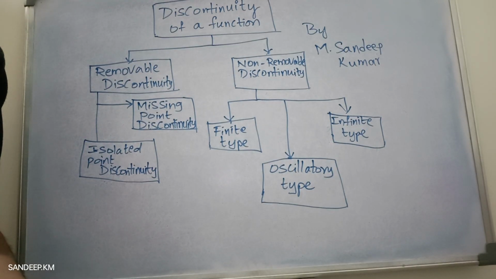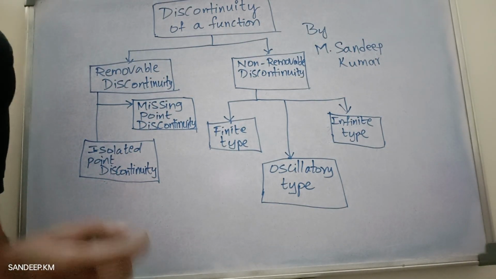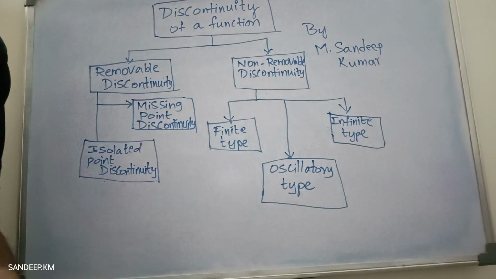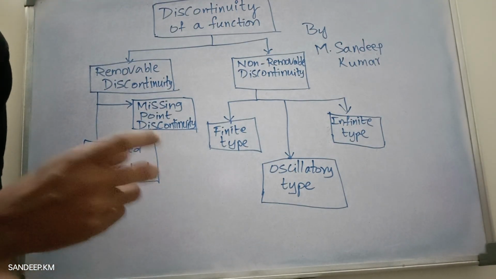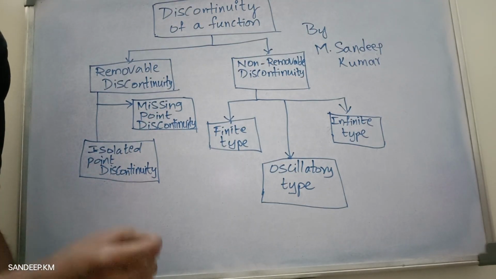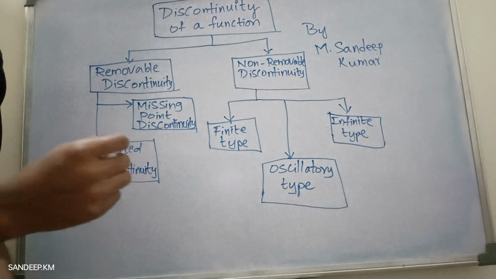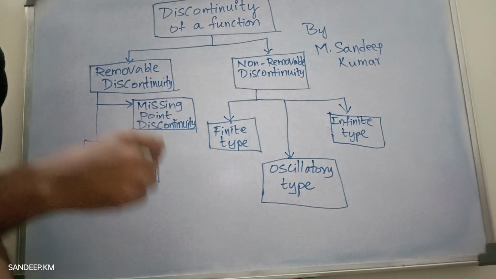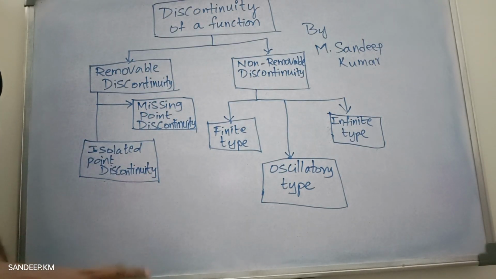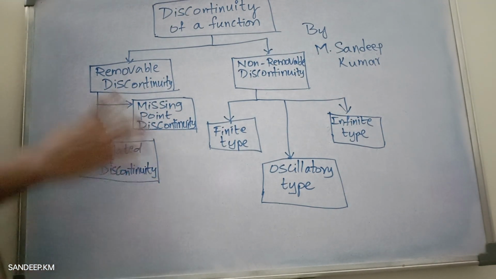We are in the chapter of continuity and already we have completed two videos in this particular chapter. In the first video we discussed continuity of a function at a given point, and in the second video we discussed problems based on it. So in this video let us discuss discontinuity of a function at a given point. When can I say that a function is discontinuous at a given point, and when can I say that it is continuous? We discussed already when it is continuous. So based on it, let us discuss discontinuity and its types.